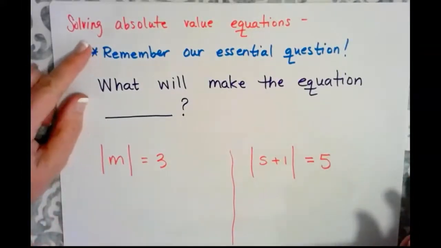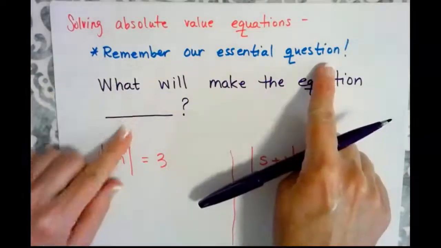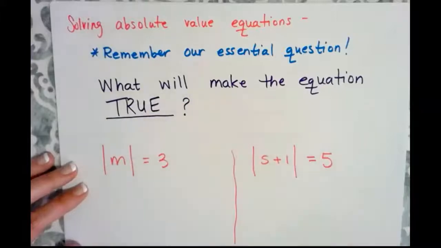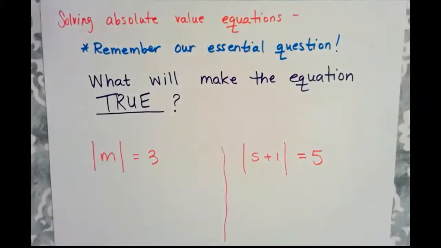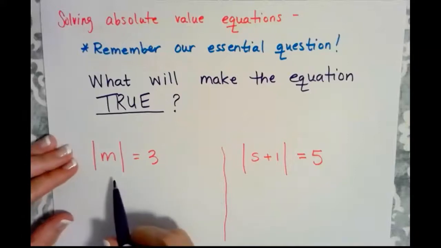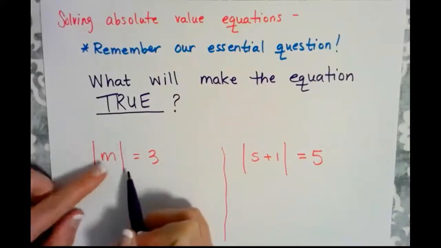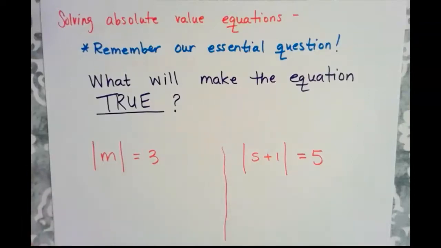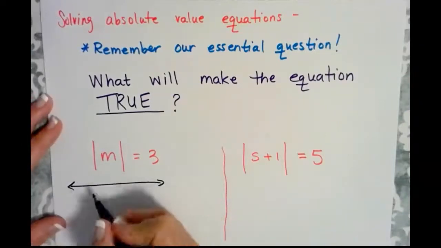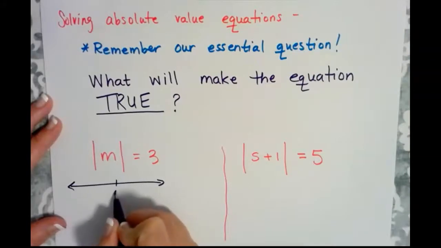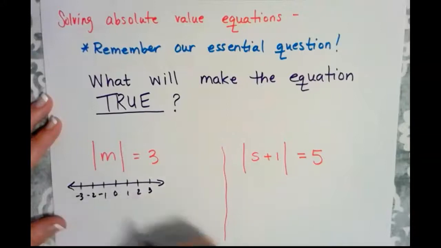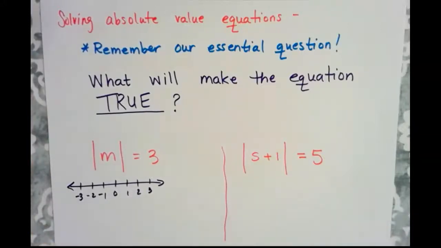So here we go again. Solving absolute value equations. Remember our essential question: what will make the equation true? We're always asking that question. So let's consider this equation. The absolute value of some number is 3. So if we know that the absolute value is the distance from 0, we can think about this like we would on a number line, just like we just had. 1, 2, 3, -1, -2, -3. So we've got 2 answers here.